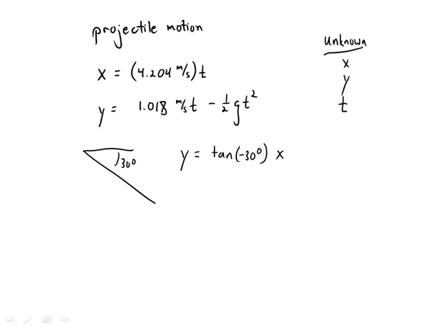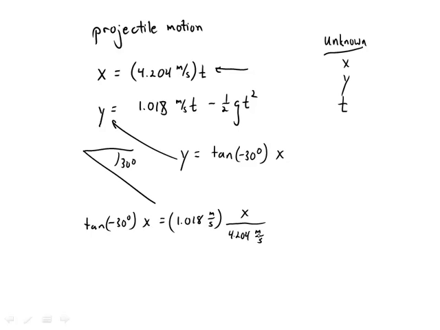And so as I look at this, the way I want to solve this, I'm going to substitute in here tangent of minus 30 degrees times x equals 1.018 meters per second times t. But if I look at this equation, t is equal to x over 4.204 meters per second, minus 1/2 times 9.81 meters per second squared times t squared, which is x over 4.204 meters per second. That whole quantity is t, so that's t squared.